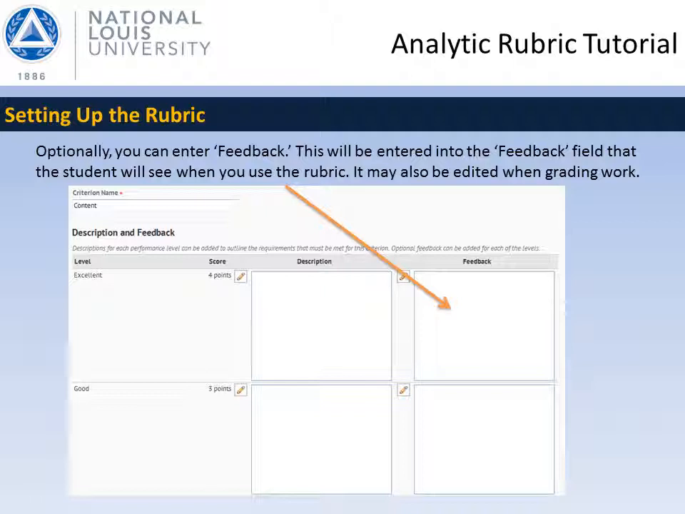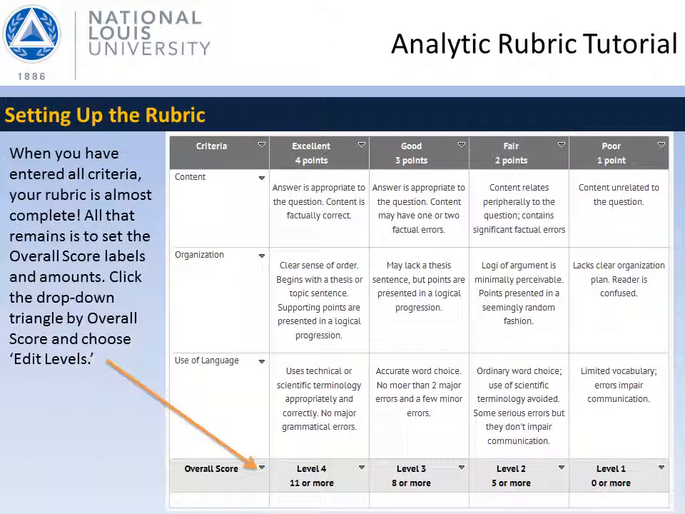Optionally, you can also enter feedback. This feedback will be entered into the feedback field that the student will see when you use the rubric. It also may be edited when grading work. When you have entered all criteria, your rubric is almost complete. All that remains is to set the overall score labels and amounts.